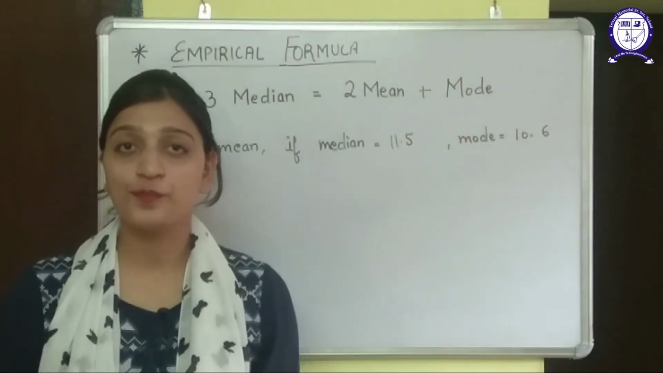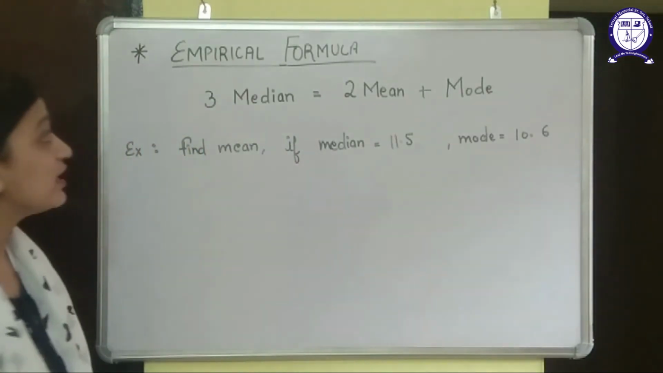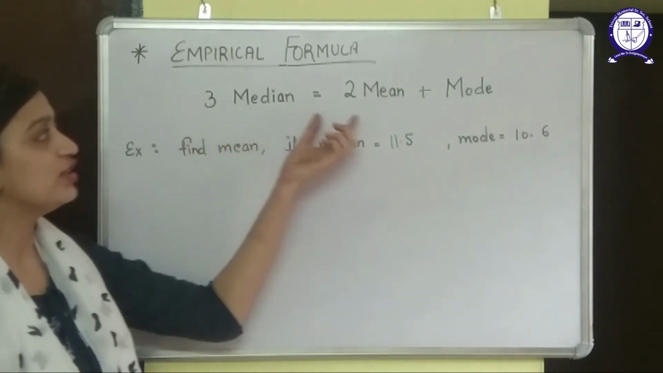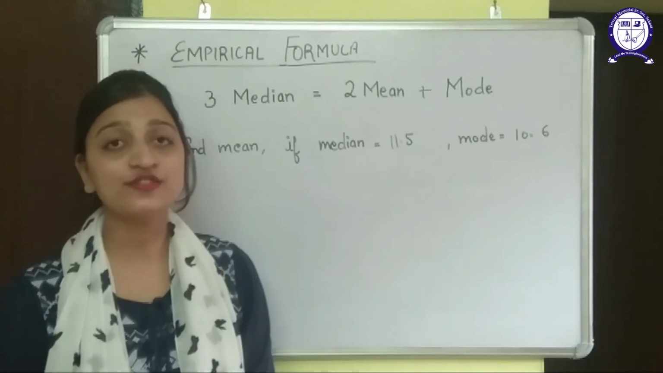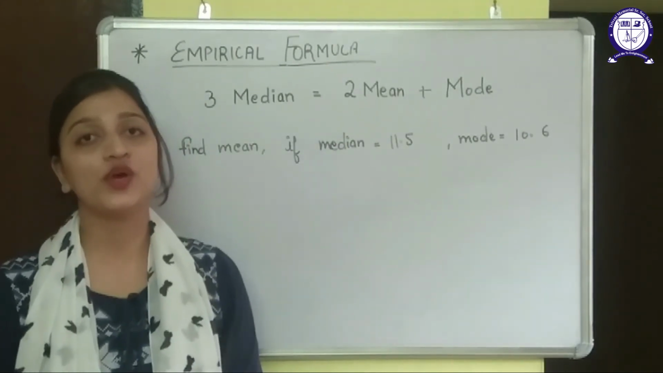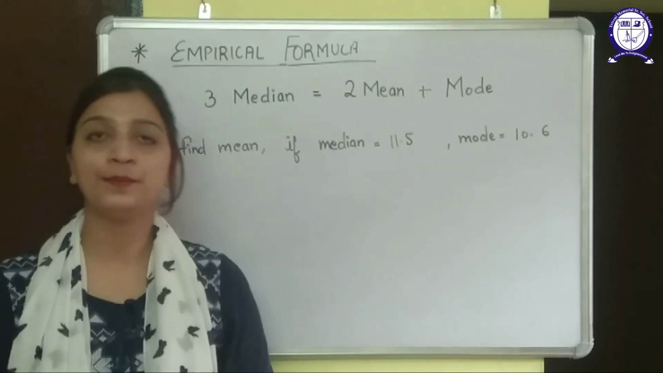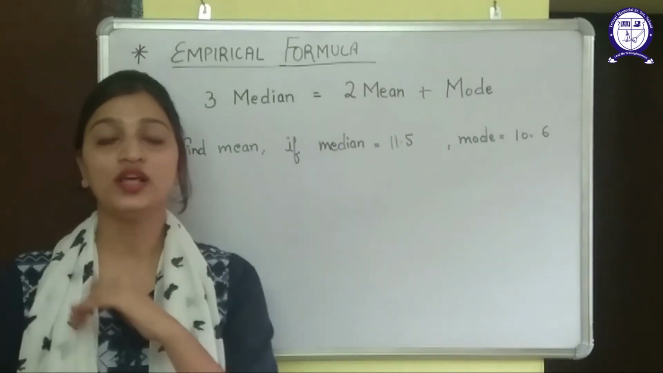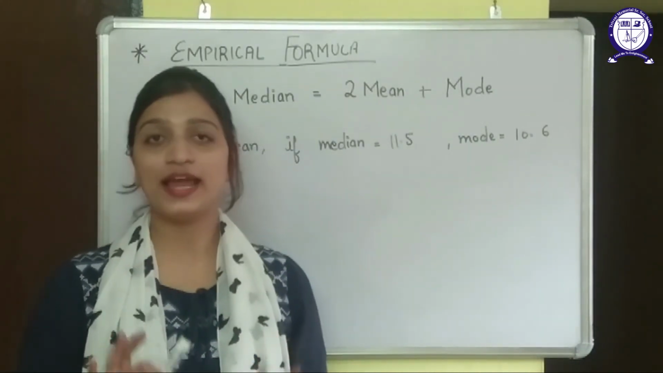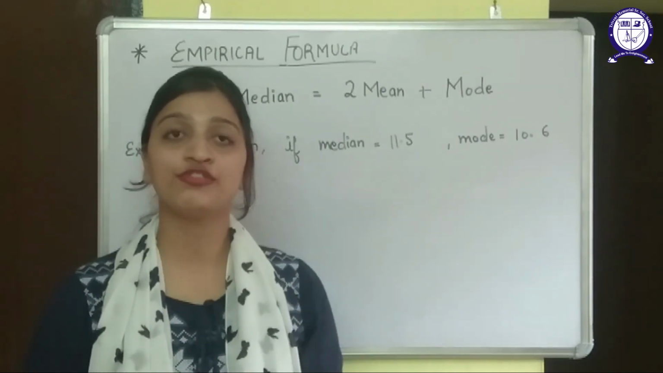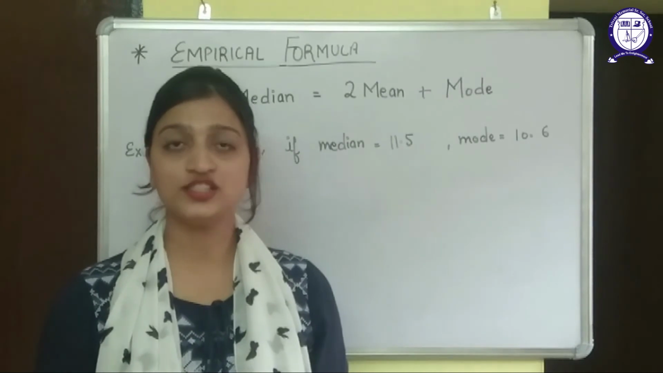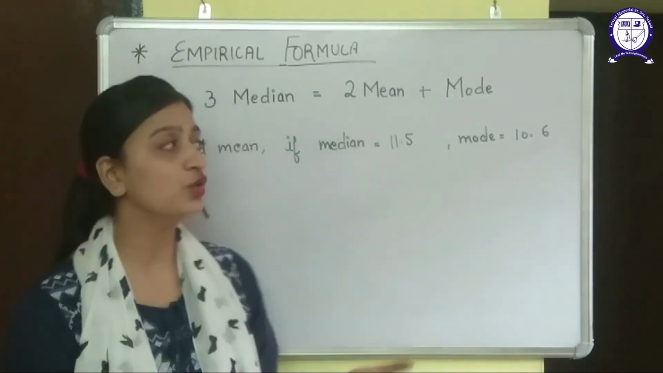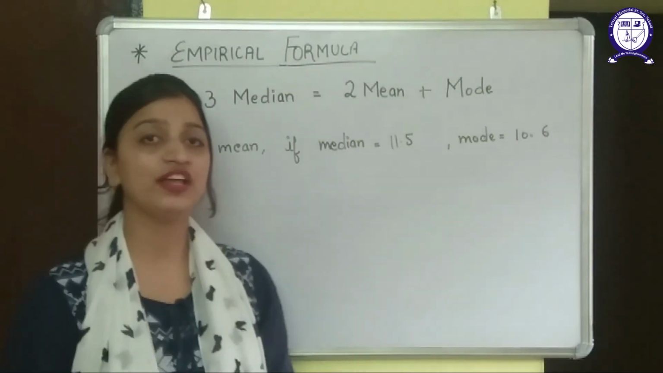Now coming to the last topic of this chapter, that is the empirical formula. Now we have a formula that is 3 median equals 2 mean plus mode. This formula is very useful when the questions are like this: find mean, median and mode. In such a question the question will be very lengthy. You can find any two values and find the third value by this formula, then it will be very short.